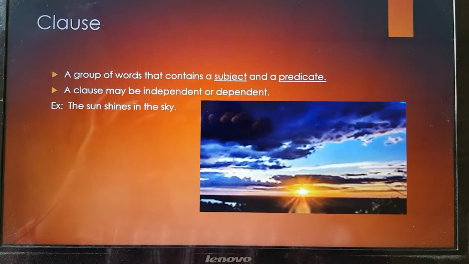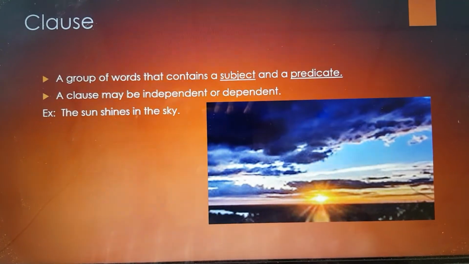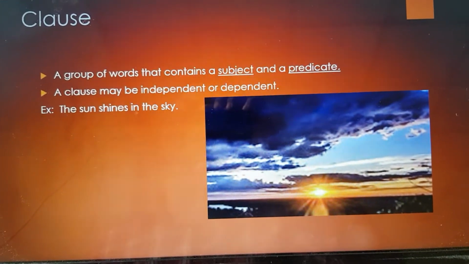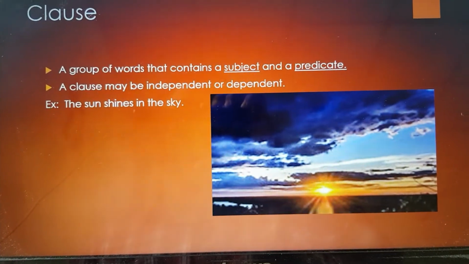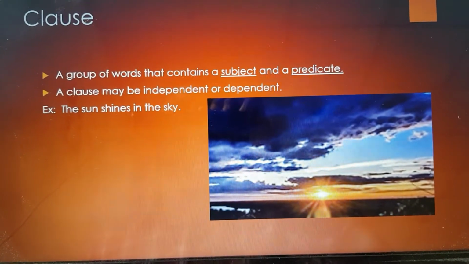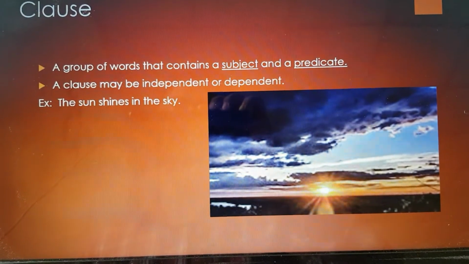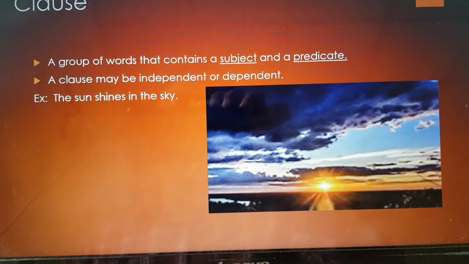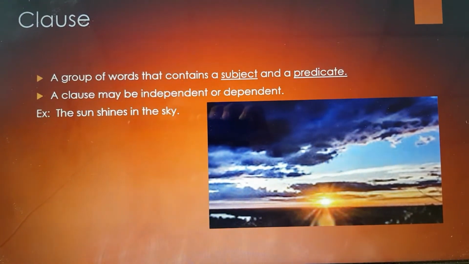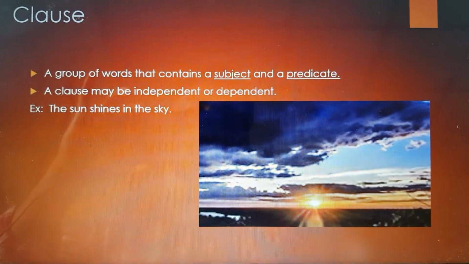Another part of a sentence is a clause. So what is a clause? A clause is smaller than a sentence and bigger than a phrase. In a clause, you can find both a subject and a predicate. A group of words that contains a subject and a predicate is called a clause. A clause may be independent or it may be dependent. You should remember this. For example, the sun shines in the sky.